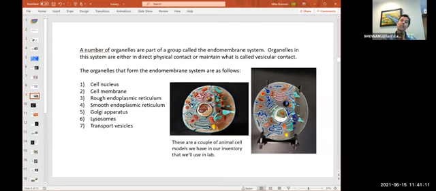Now what these two models show is what we call the endomembrane system.